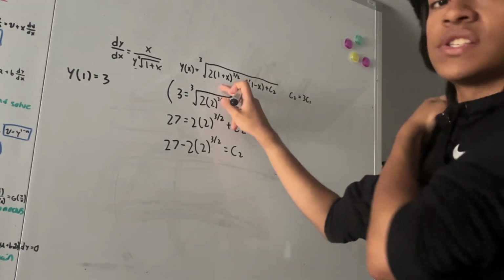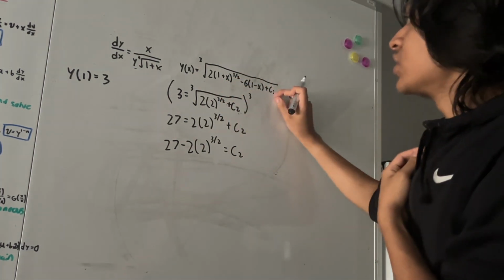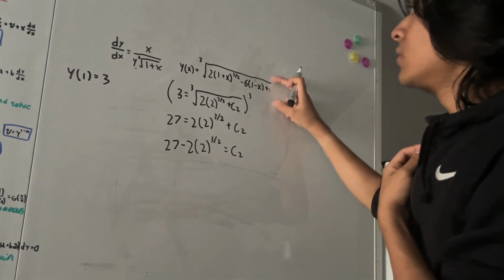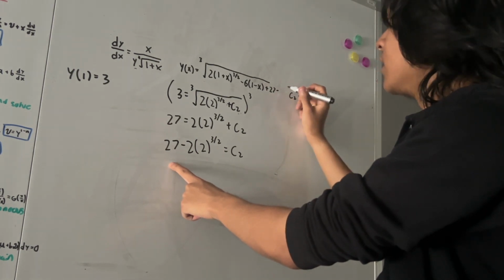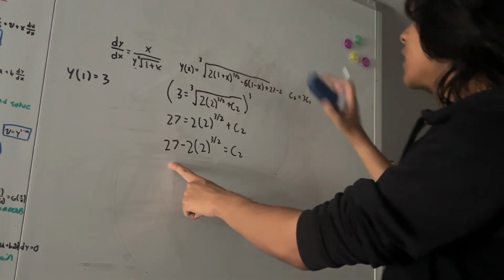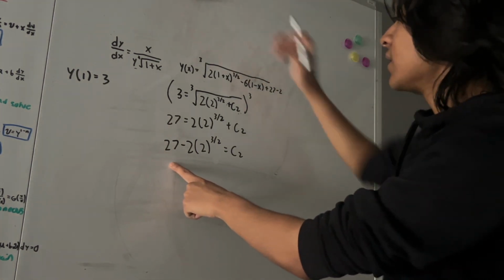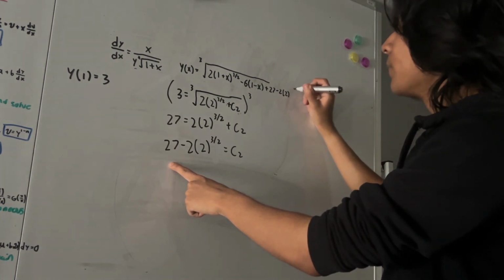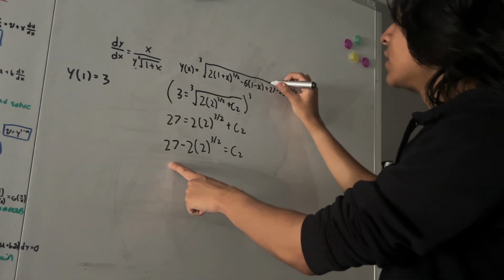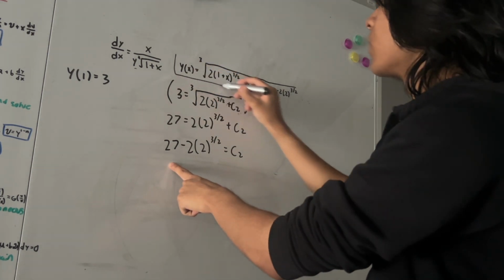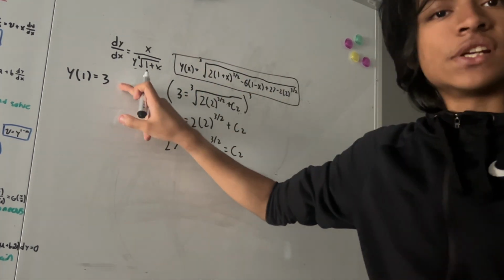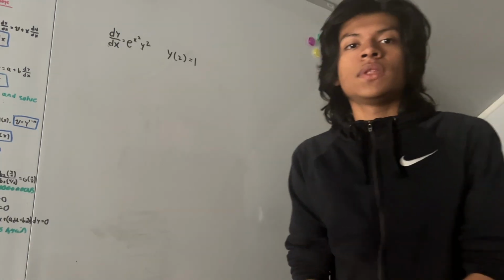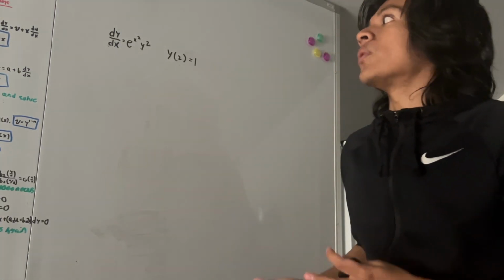And then we could just go back to our original equation and change this C2 into this. So now we have plus 27 minus 2 to the 3 halves, and I'm just going to erase this, we don't really need that. This would be our solution to the differential equation of this initial value problem.